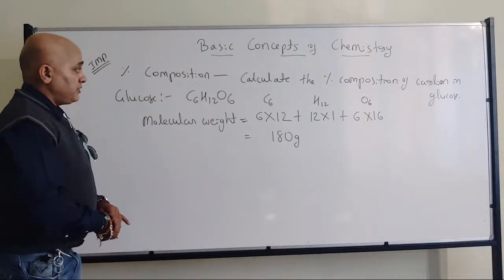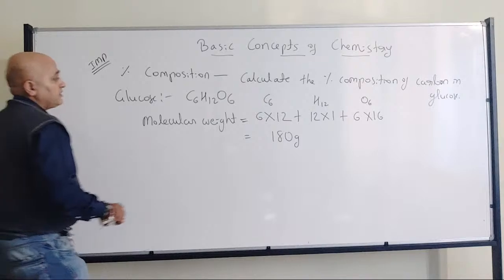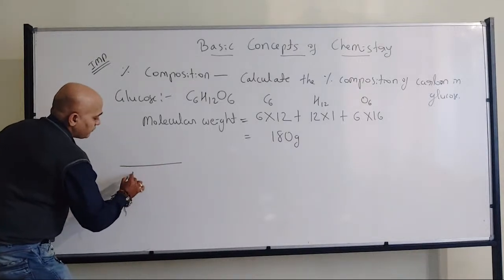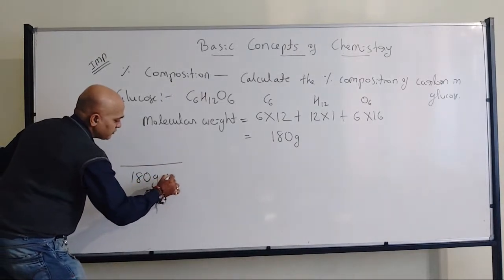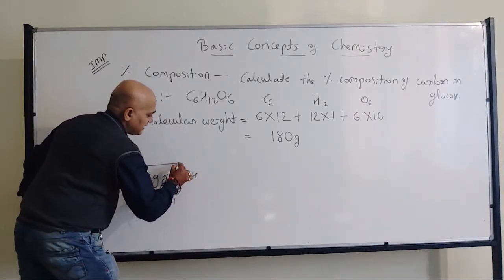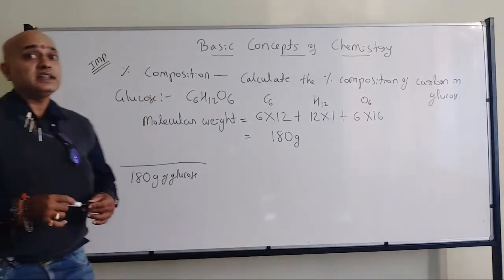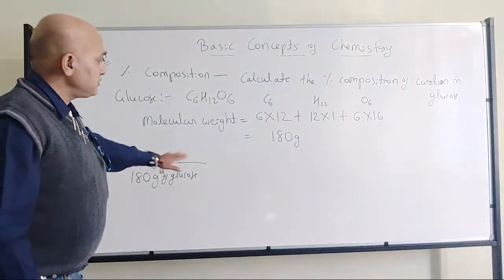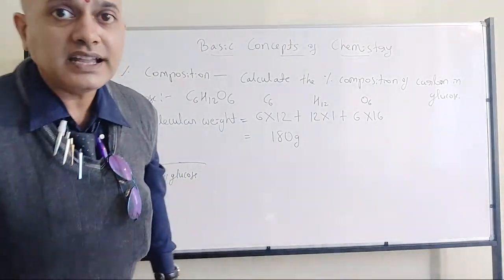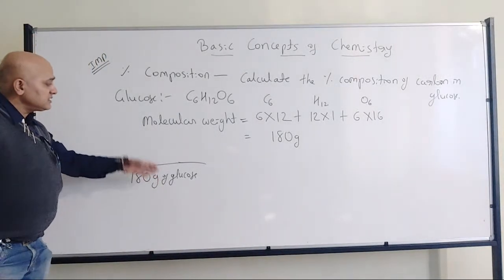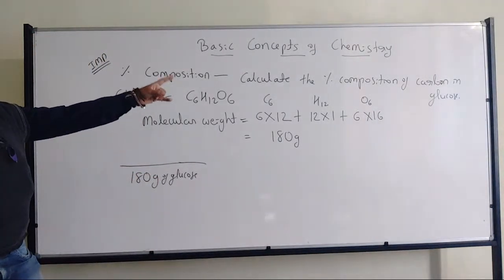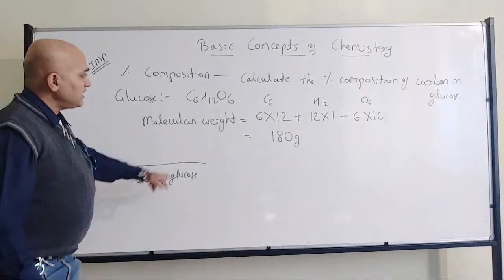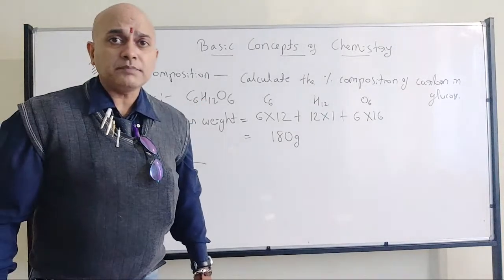Now, since we have asked the question about carbon, I can mention: for 180 gram of glucose, how much carbon is present? Please remember, whatever we have to find the answer for, that should come in the numerator. Already Likita has written that. We require the answer for carbon, so carbon should come in the numerator. So for 180 gram, how many grams of carbon are present?